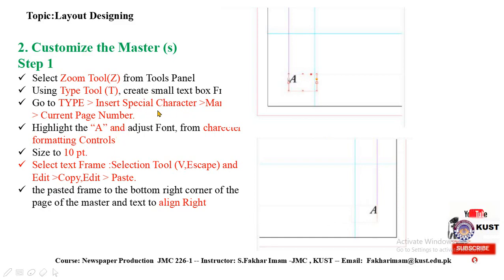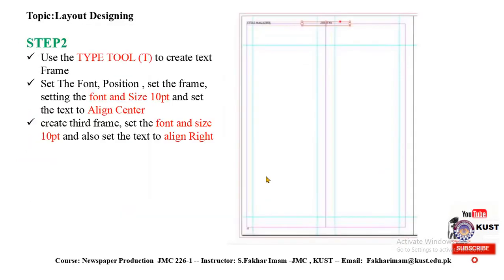Place your cursor in the text frame and go to Type, Insert Special Character, then click on Markers and then click on Current Page Number. Highlight the character and adjust the font from the character formatting controls panel running along the top of the screen, and also select the size. Then select the text frame using the selection tool, go to Edit, click Copy, and then click Edit again and then Paste.